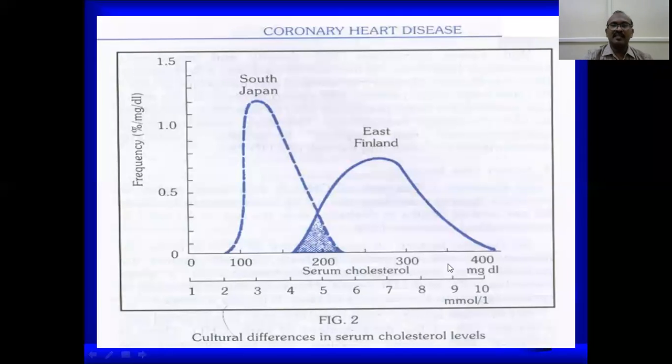So what we find is that in Japan, more people are at 100 to 200 milligrams per deciliter of serum cholesterol, whereas in Finland, we have more people at cholesterol levels of 200 to 400. Don't misunderstand the height of the curves in this figure. It only reflects the number of people in each country, and not a comparison between the two countries. More people in South Japan have cholesterol levels of 100 to 200, and more people in East Finland have levels between 200 and 400 milligrams per deciliter.